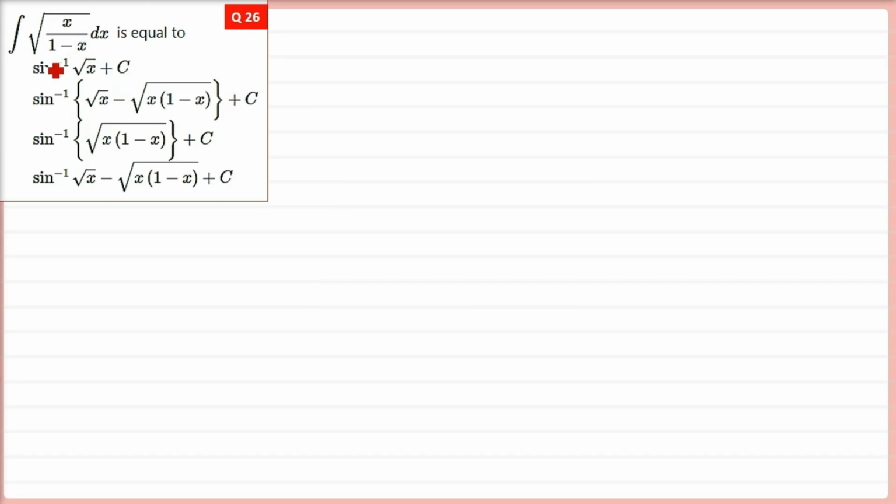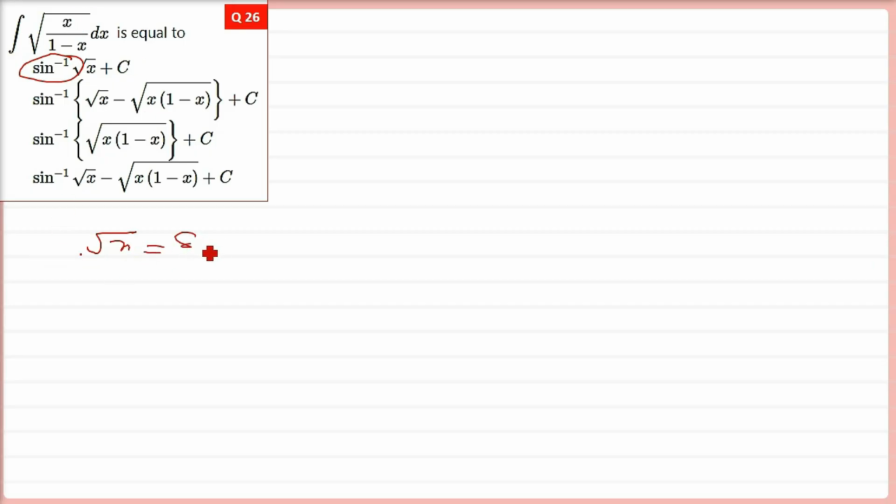Now, integration of under root x by under root 1 minus x dx. Now all of these options have sine inverse in the front. That means you have to do something with this sine inverse content. So x and 1 minus x. We will use the trigonometric identities or results.